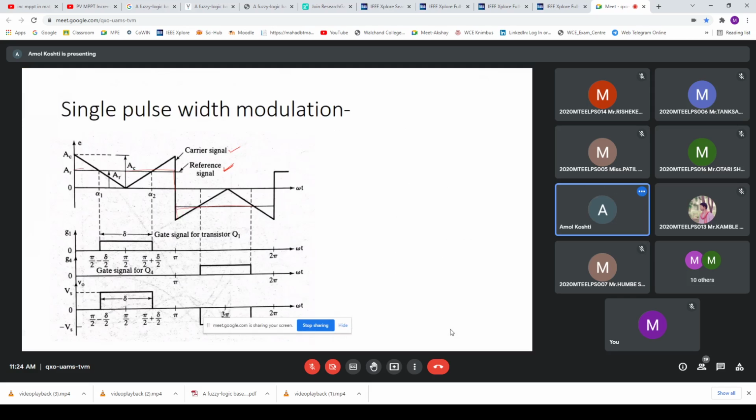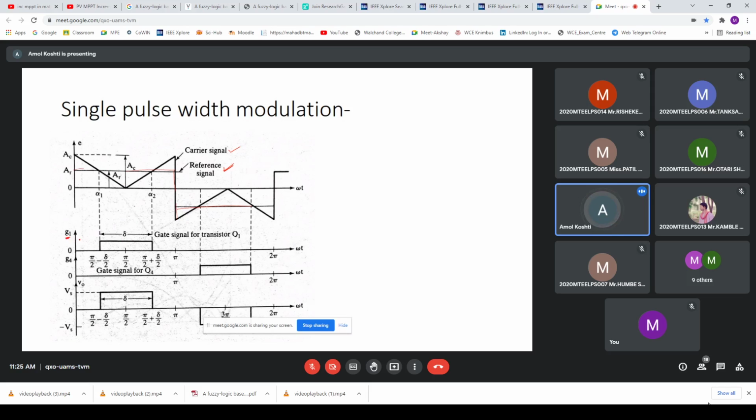Okay, so for single pulse width modulation, we have two signals. We refer to the reference signal and carrier signal. Based on the condition given, the output is produced. Here if you see what output is produced, we are taking this part of this reference at this gate pulse. This G1 is the gate pulse.